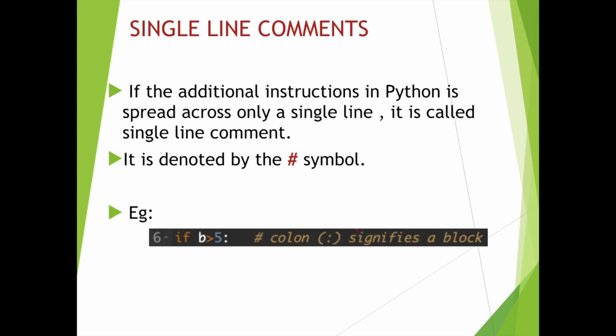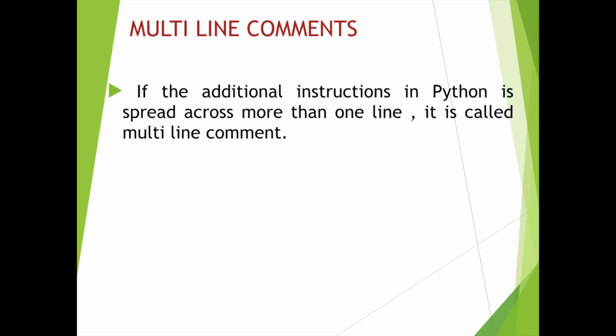For example, in our program code, the part after the hash, which is colon, signifies a block. It is a single line comment and it will be ignored while running the program. Let us go to multi-line comments.